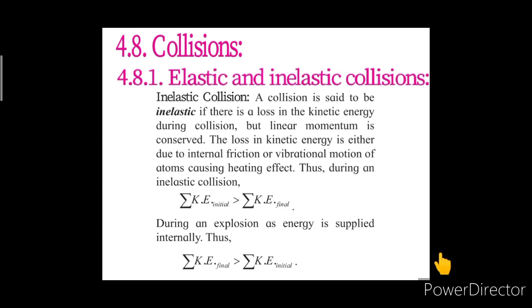So, a collision is said to be inelastic if there is a loss in kinetic energy during the collision, but the linear momentum is conserved. That means when the bodies interact with each other, the total linear momentum of the system is conserved, but its kinetic energy is not conserved. Such a collision is said to be an inelastic collision. So, over here, as the total initial kinetic energy is not equal to the total final kinetic energy, a difference in the kinetic energy will be obtained before and after the collision.